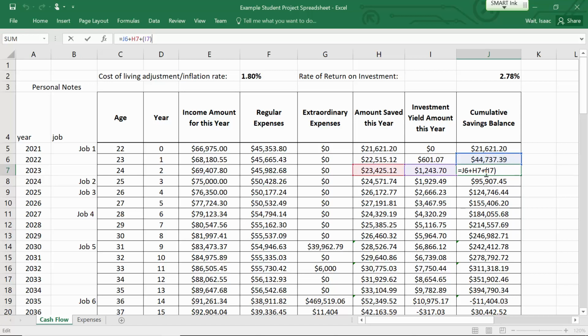And so there's like a big chain of dependencies there where the amount saved for this year is income minus expenses. Investment yield, which is in purple, is based on the percentage and the previous year's savings balance, and then the savings balance is what came in this year, what was earned in interest this year, and then how much was in the savings last year, so the net difference. Now this 2.78%, it's fine for purposes of this project to just assume 1% through your entire career.